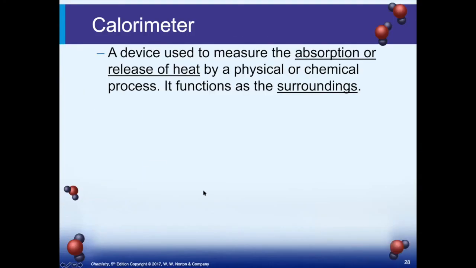All right, so before we start calculating things, there's one other concept I need to introduce, and that's the concept of a calorimeter. It's just a device that's used to measure the transfer of heat, the absorption or the release of heat by a physical or chemical process. And that calorimeter is going to function as the surroundings. That's what it's there to be.